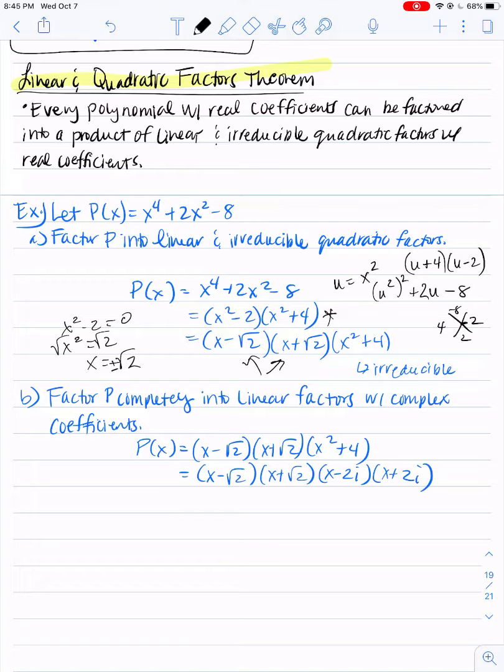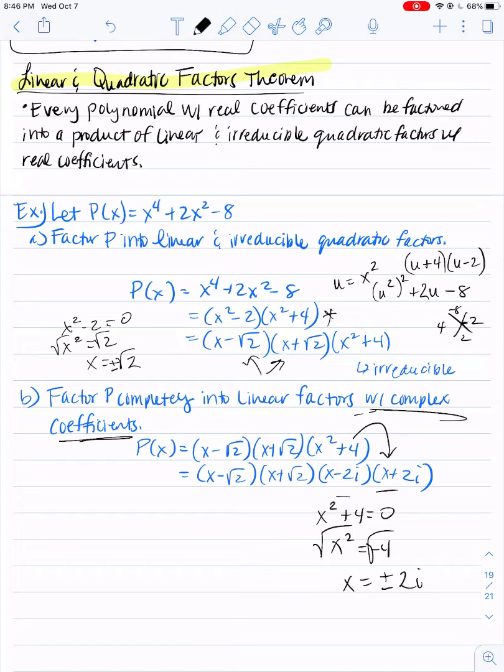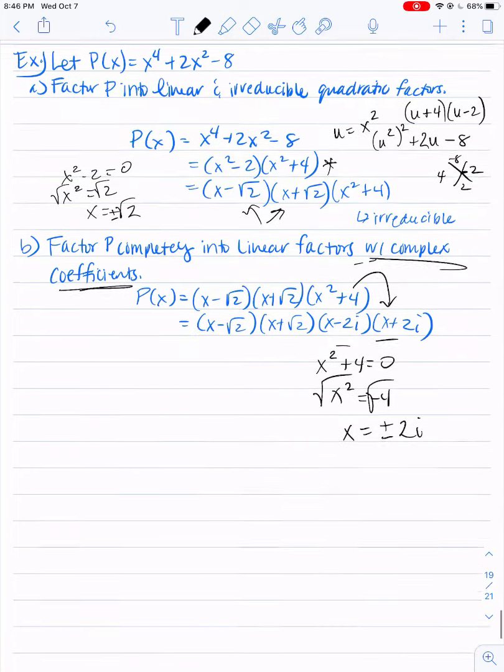But if I wanted to, I could factor it completely with complex coefficients. So that's how I could factor x squared plus 4, because if I set x squared plus 4 equals 0, I get x squared equals negative 4. I take the square root, and I get x equals plus or minus 2i. And then I could break it up into factors. So even if it's irreducible, we could still break it up with complex coefficients.